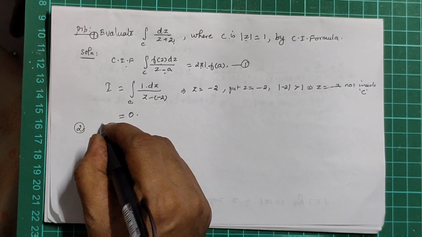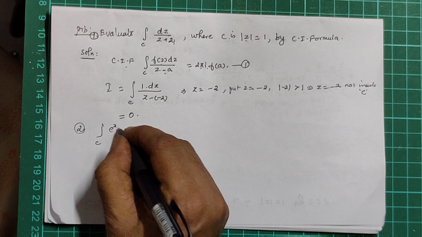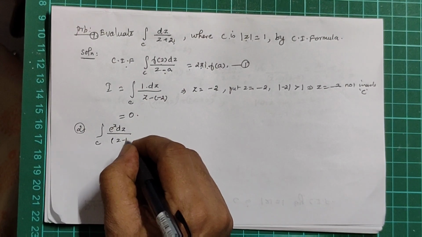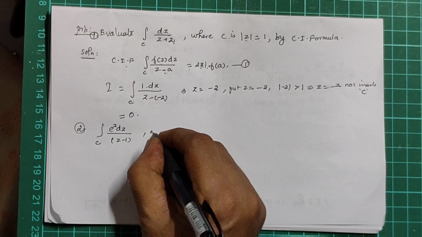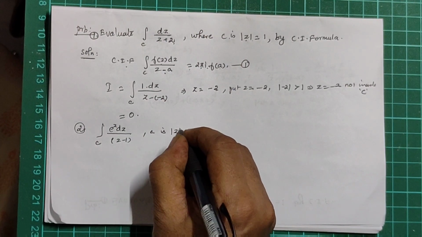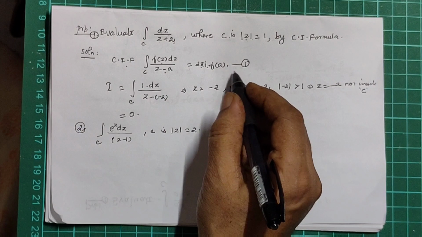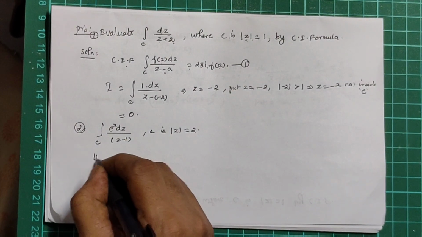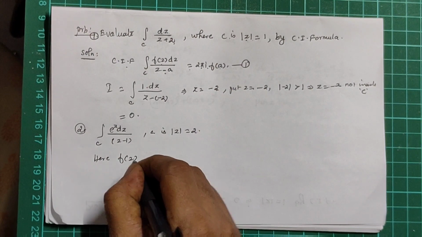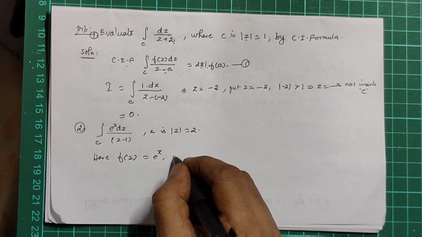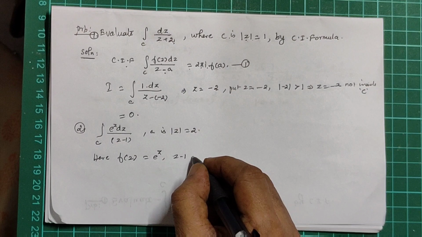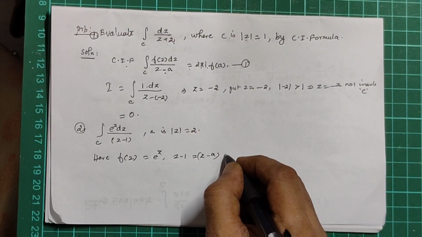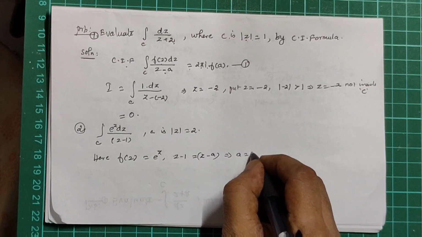Let me take another problem. Integration over C e power z dz divided by z minus 1, and let us take that C is modulus of z equal to 2. From the first formula, it's very clear. Here f of z is e power z. And for the denominator z minus 1, compare it with z minus a as in the formula. So this implies that a is 1.